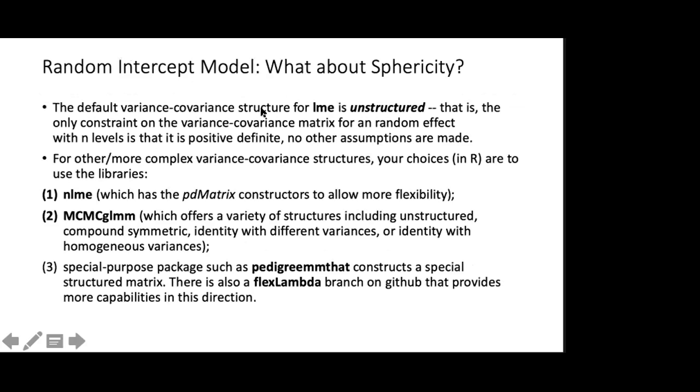Okay, so if you use the random intercept model, you may say, well, what about sphericity then? We know that the sphericity assumption is violated. The data are not spherical. So what is lmer doing here?